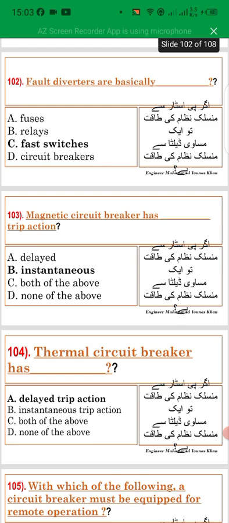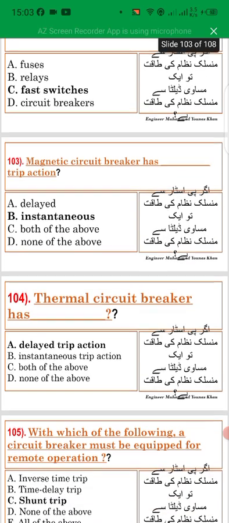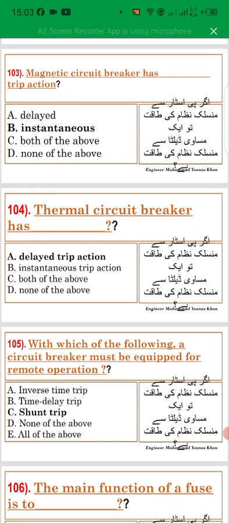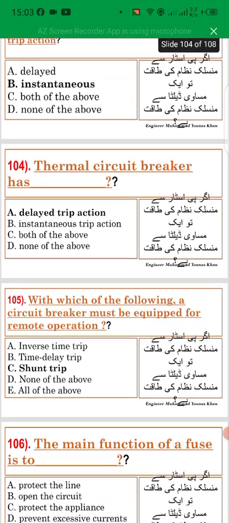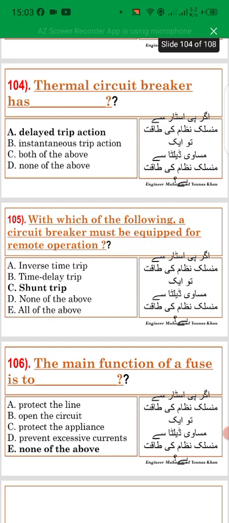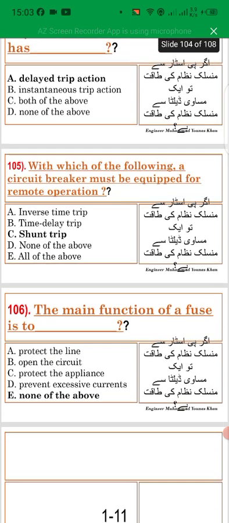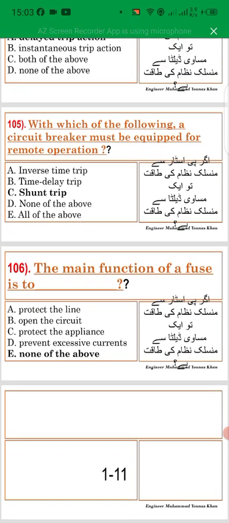Fault diverters are basically fast switches. Magnetic circuit breaker has instantaneous trip action. Thermal circuit breaker has delayed trip action. With which of the following must a circuit breaker be equipped for remote operation? The main function of a fuse is to none of the above.